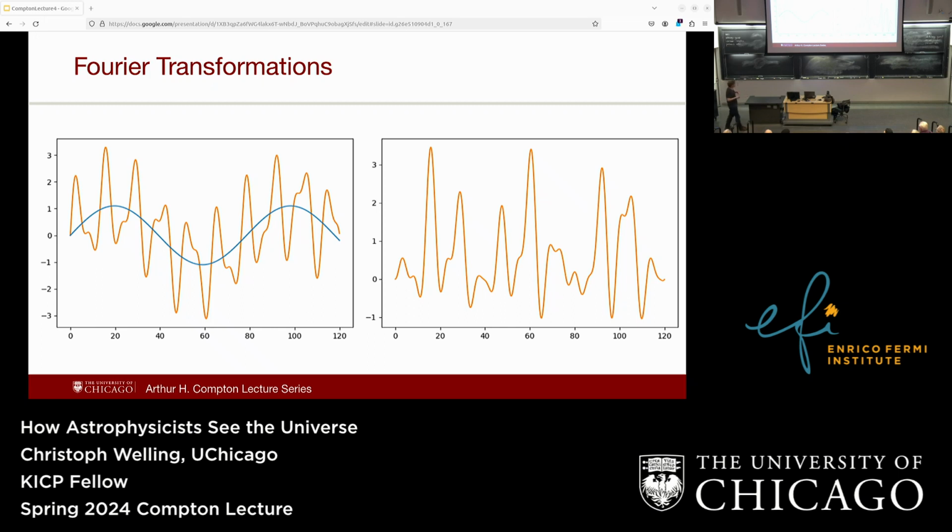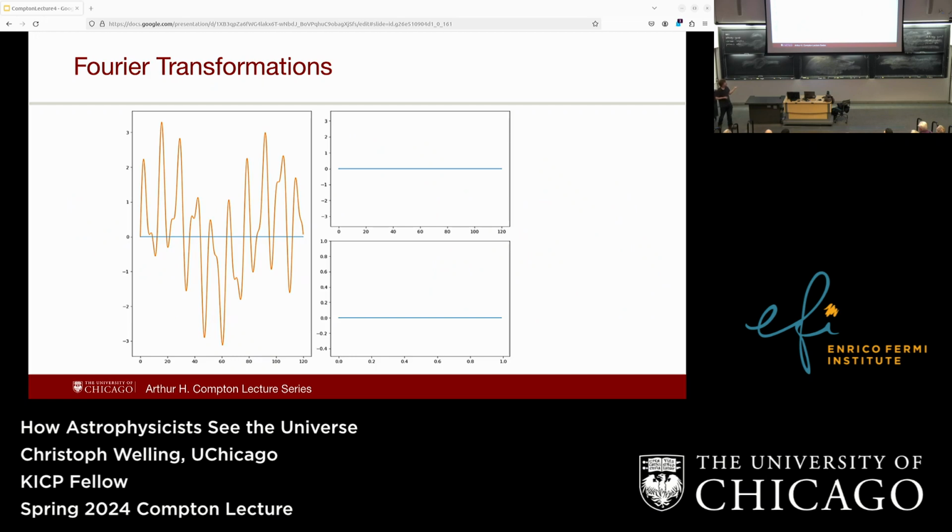So I can just do this test for every wavelength I think might be in there, and then I get something like this. Orange is again our signal. Then the blue line here is the wavelength I want to test. Then I multiply the 2. Then that gets me this one.